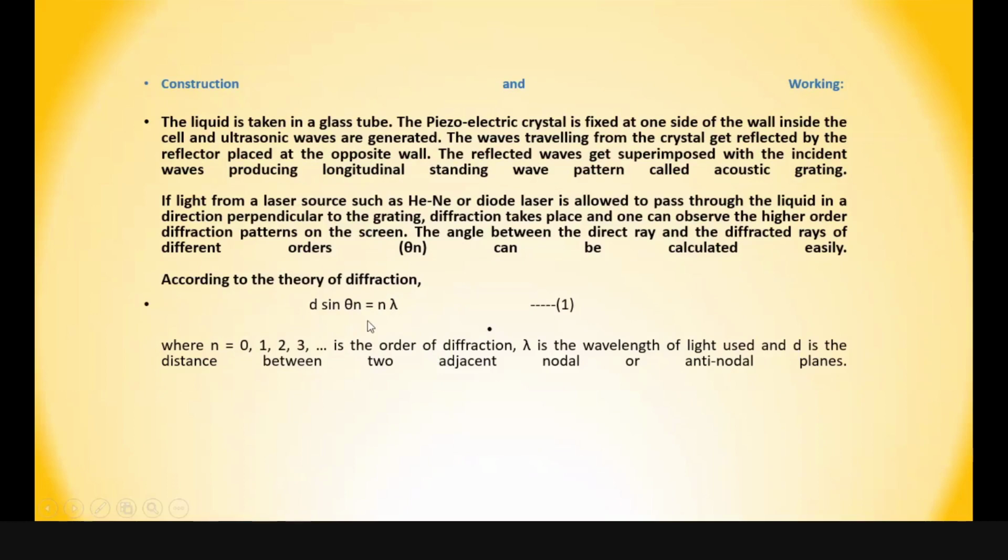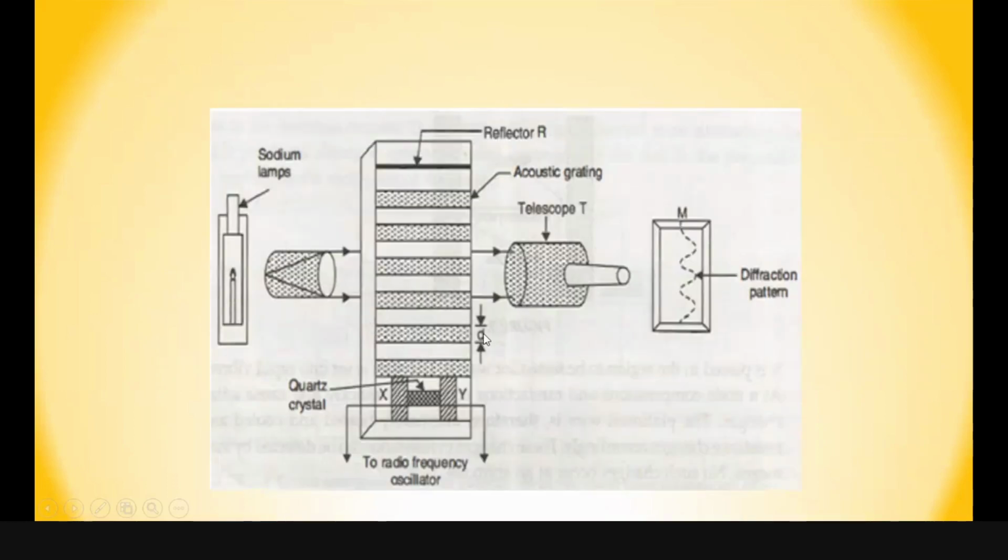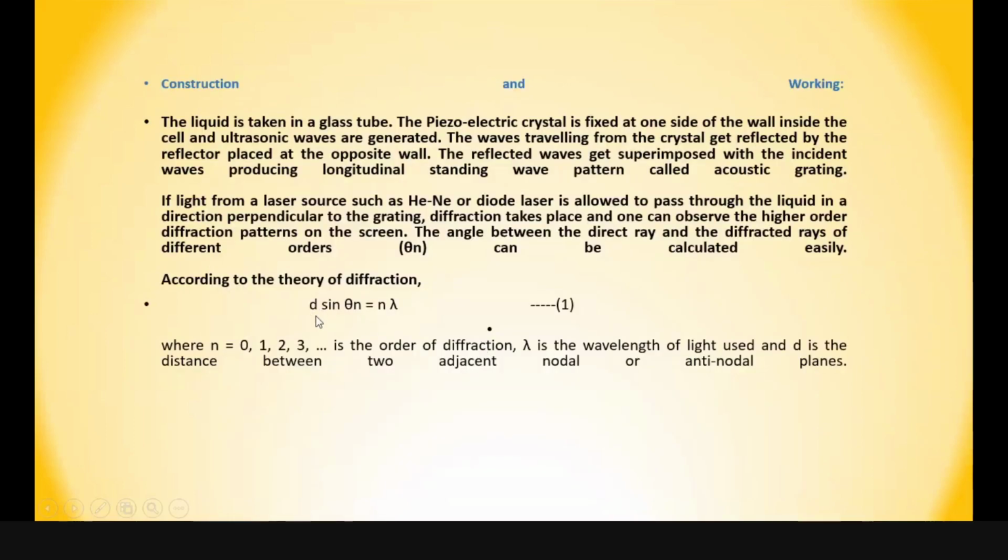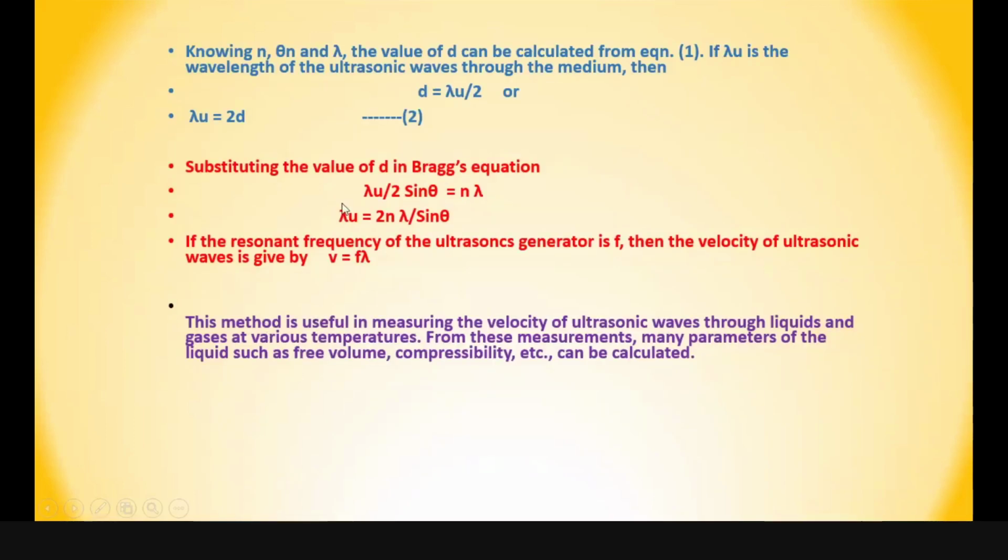Now in our case, what is d? Can I write it as lambda by 2? d is equal to lambda by 2. So here I will substitute the value of d as lambda by 2. So lambda by 2 sin theta is equal to n lambda. Now I have written lambda u. Why? Because it is the wavelength of the ultrasonic waves. And this lambda in n lambda is the wavelength of the light that is falling on the liquid column, right? So if I write lambda u by 2 sin theta is equal to n lambda.